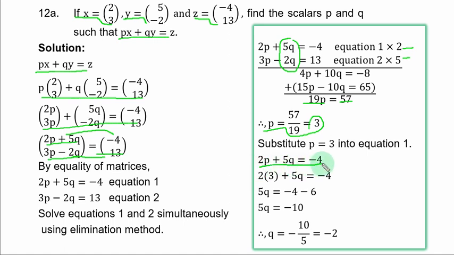Equation 1 is this. Where you see P, you replace P with 3. So you have 2 times 3 plus 5Q equal to minus 4. If you transfer 2 times 3, that is 6, it becomes minus 6. So 5Q is equal to minus 10. Divide through by 5, Q is equal to minus 2. Therefore, P is equal to 3 and Q is equal to minus 2.